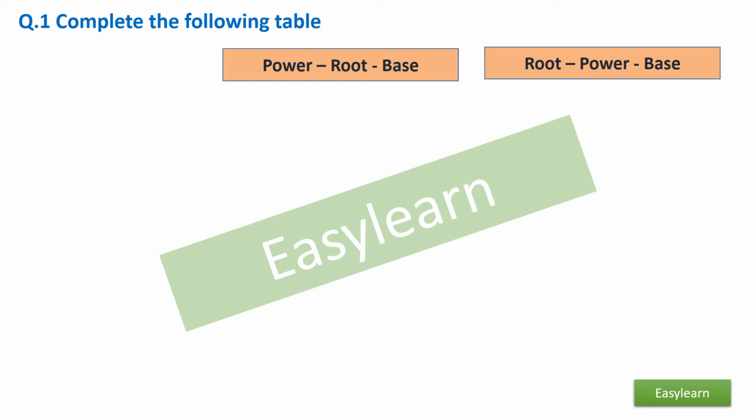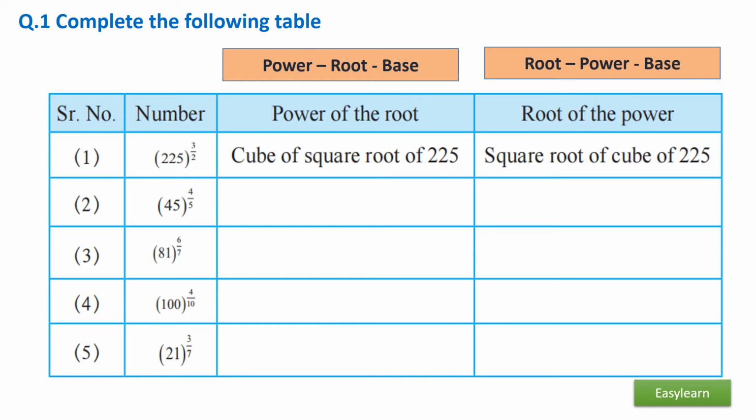Complete the following table now. You have a table and you have to write the number in two forms. One is the power of the root form, the second is the root of the power form that we have already seen in the previous slide. In the power of the root, you write the power first, then the root, then the base. And in the root of the power, you write the root first, then the power, then the base.